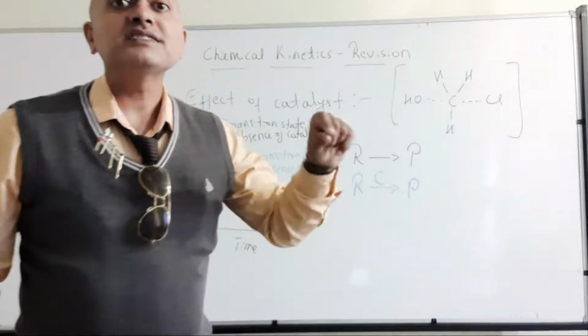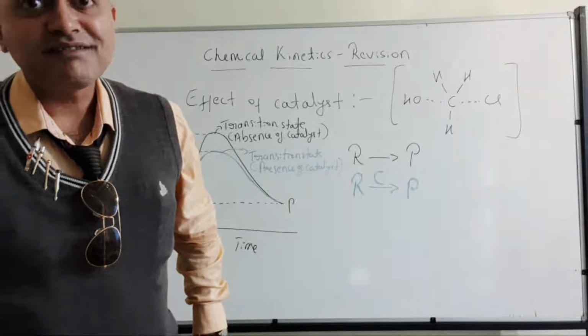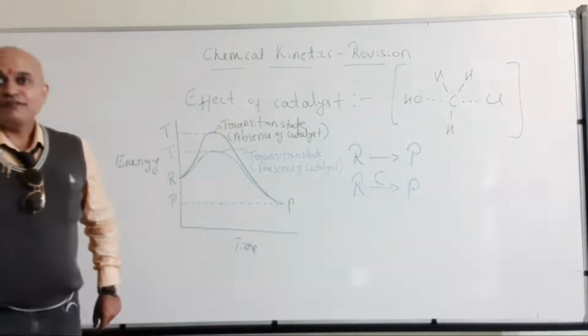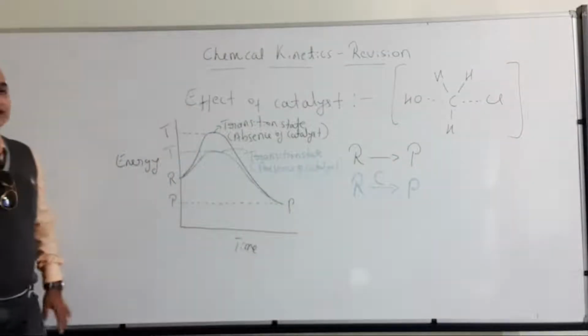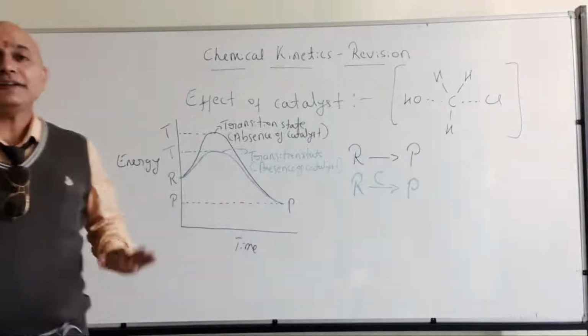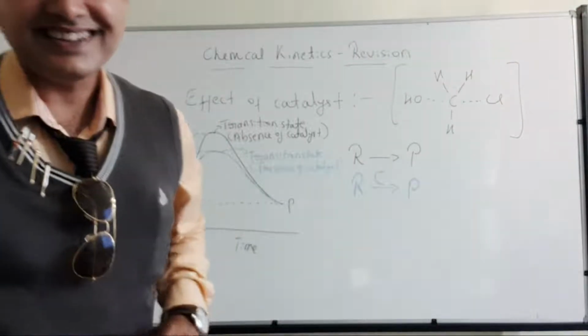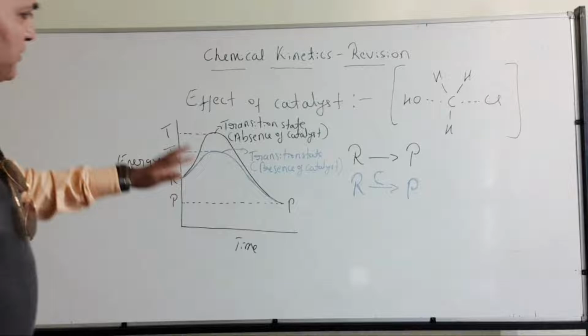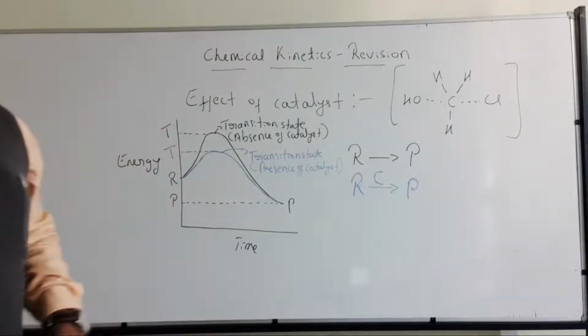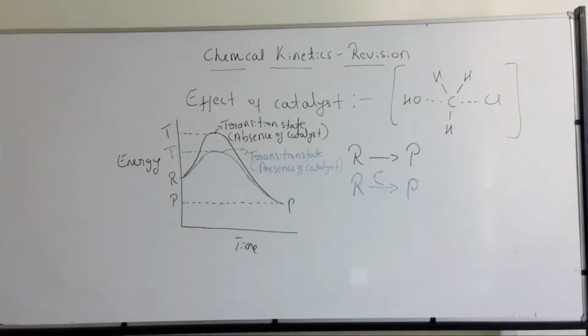So formation of the transition state is fast compared to the first one. Okay, fine. What is the reason? Formation of the transition state is fast. Okay, I agree. What is the reason? Based on the graph, you can analyze the graph and tell me.